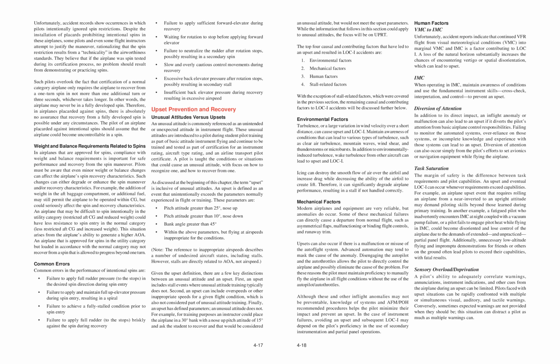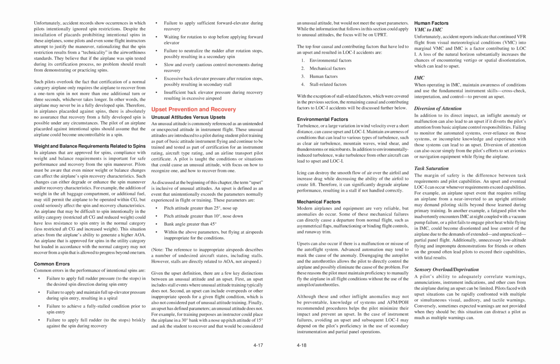As discussed at the beginning of this chapter, the term upset is inclusive of unusual attitudes. An upset is defined as an event that unintentionally exceeds the parameters normally experienced in flight or training. These parameters are: pitch attitude greater than 25 degrees, nose up. Pitch attitude greater than 10 degrees, nose down. Bank angle greater than 45 degrees. Within the above parameters, but flying at airspeeds inappropriate for the conditions.